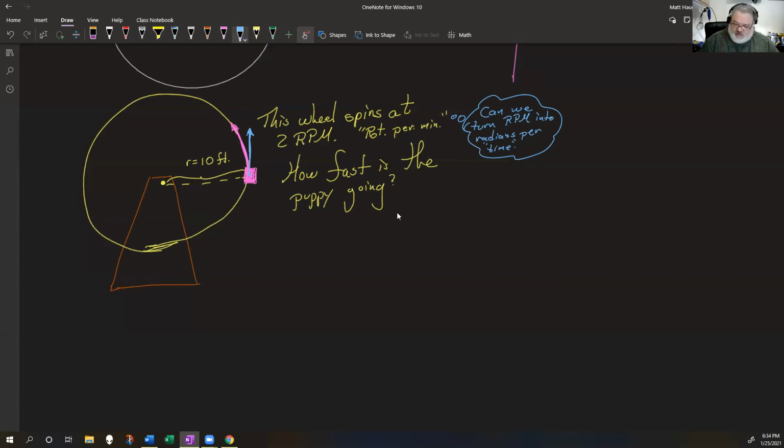You want to know how fast the puppy is going in meters per second? We'd have to convert the 10 feet into meters, and I don't want to do that. Feet per second is a pretty standard measure of speed. Miles per hour, we could do that. How about we stick with feet per second? You'll have to do a little bit of converting, but not as much as miles per hour. And feet per minute, nobody talks in feet per minute. Well, somebody probably does, but it's not standard.